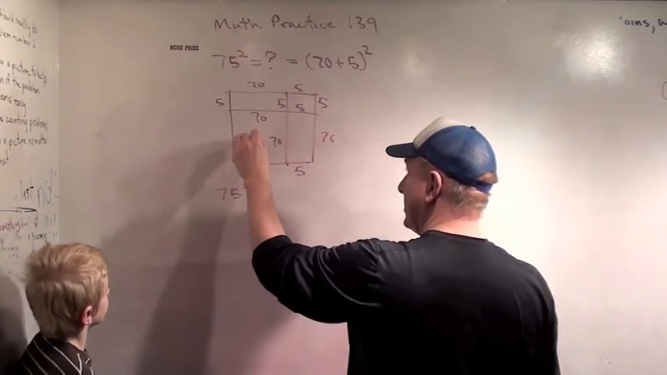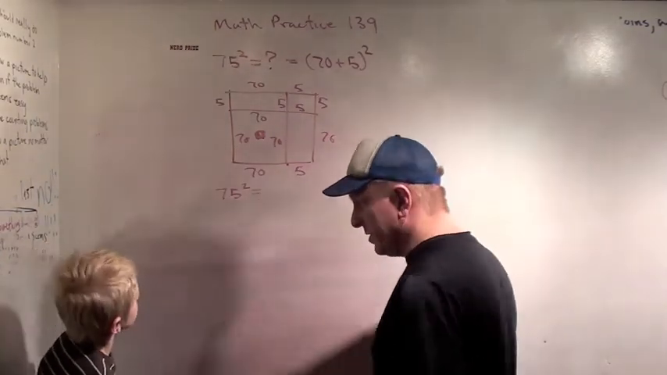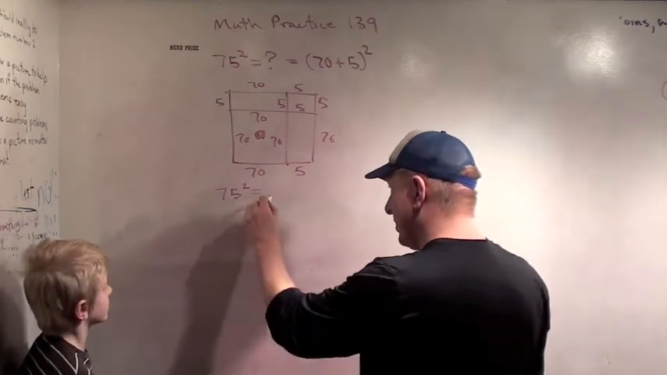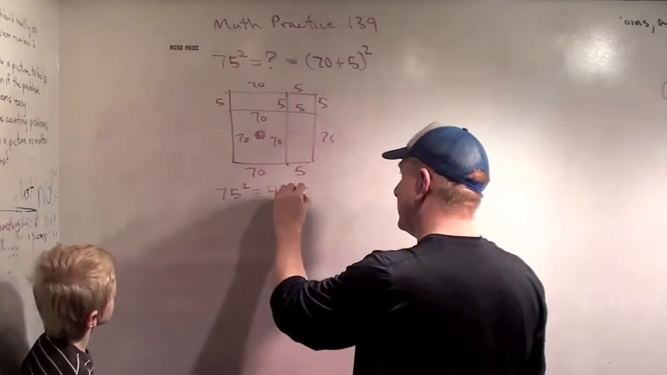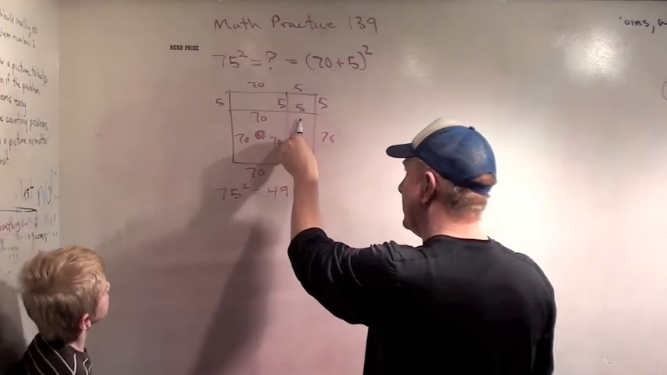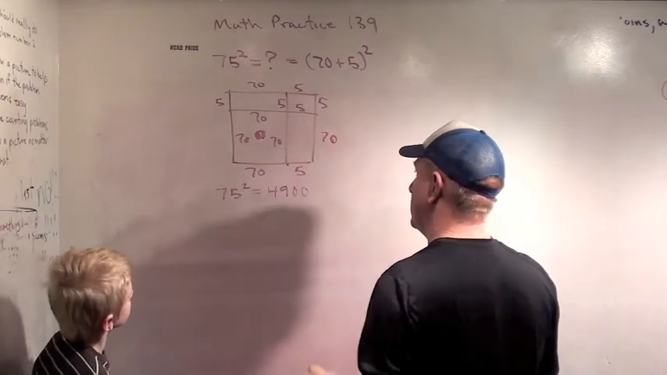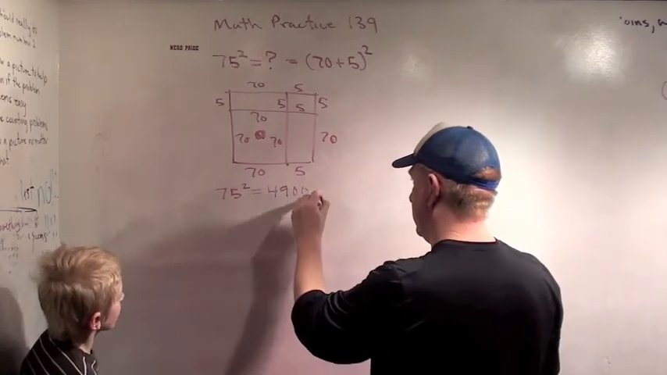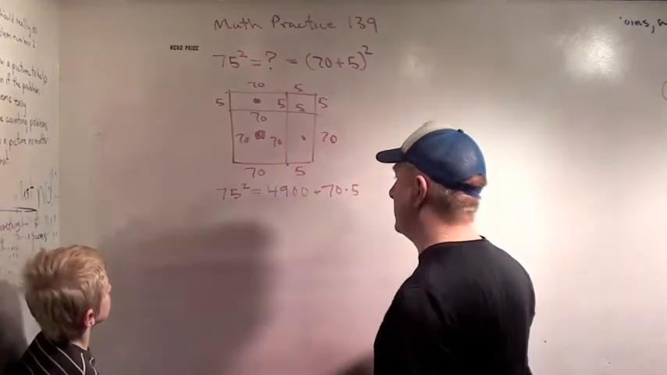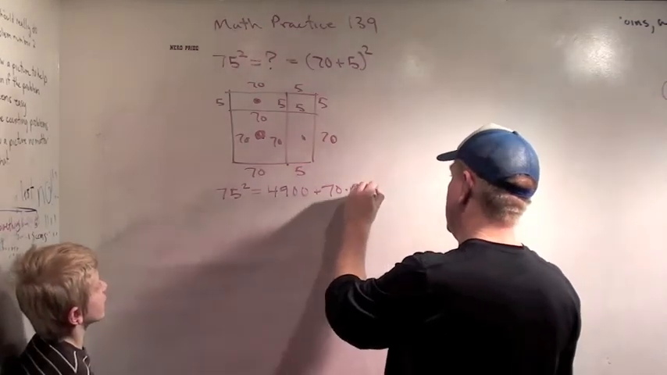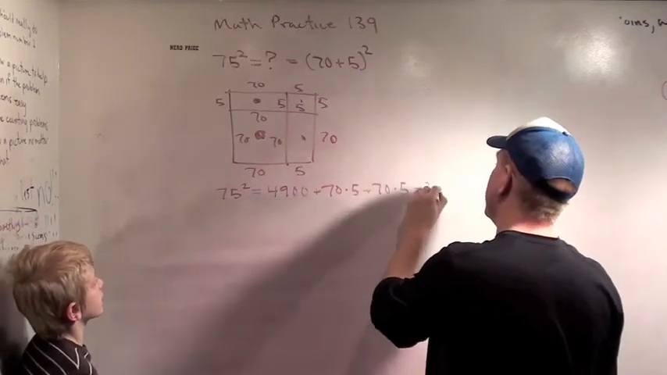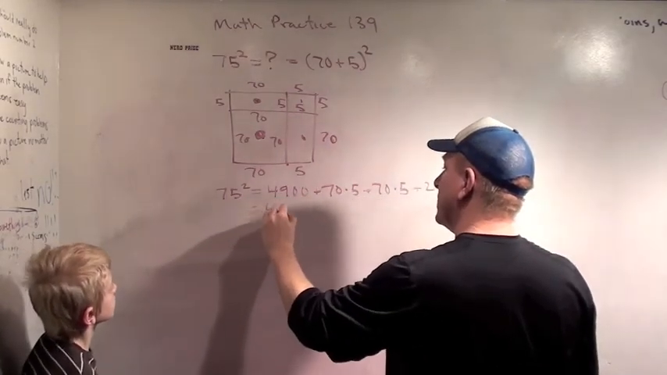So 75 squared equals 70 squared. Do you know what 70 squared is? Well, it's 4,900. Very good. It's 7 squared with 2 zeros. Then we have to add this rectangle. What's the area of this rectangle? That is 70 times 5. And what's the area of this rectangle? That's 70 times 5 also. And what's the area of this little square? 25. Awesome.